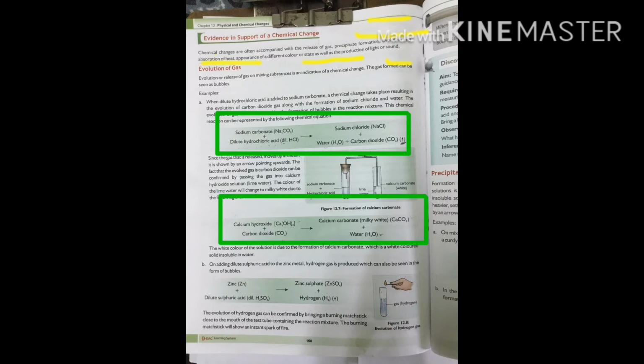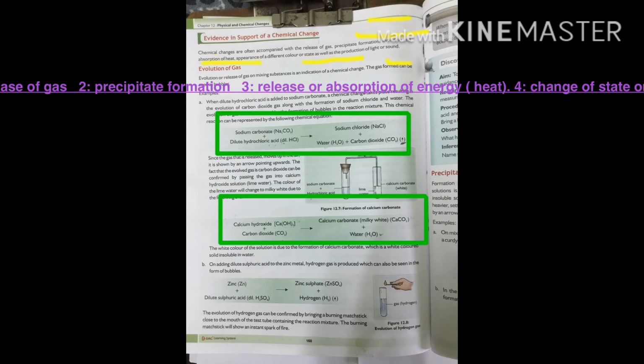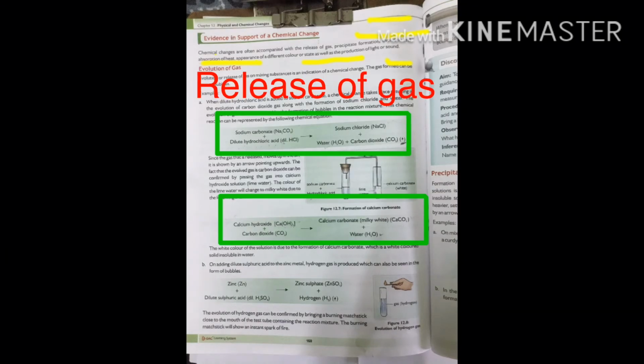So let's see the reaction. Sodium carbonate, Na2CO3, plus dilute hydrochloric acid. Sodium chloride is formed along with water, and carbon dioxide gas is released. Yes, sodium chloride, water and carbon dioxide are formed. See the upward arrow. It means carbon dioxide gas is released.